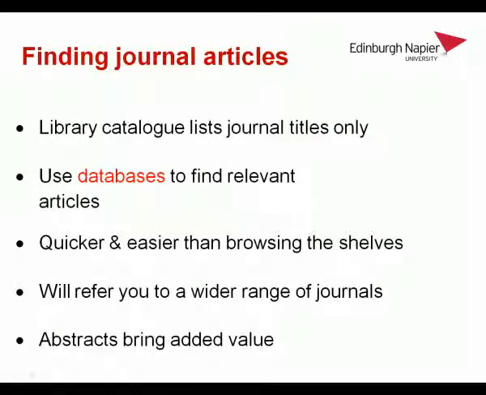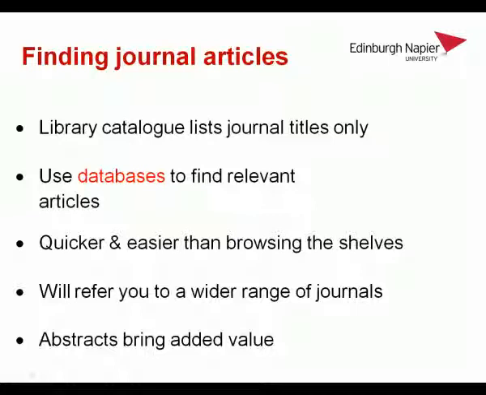Now, I've mentioned journal articles before and how you can access e-journals from the catalogue or from Newslink. The library catalogue itself will only give you the journal title, so you won't be able to find individual articles. If you use a database, you will be able to search, very similar to using a search engine like Google or Baidu or any other internet search engine. So you type your keywords in and press go and your results will come up.